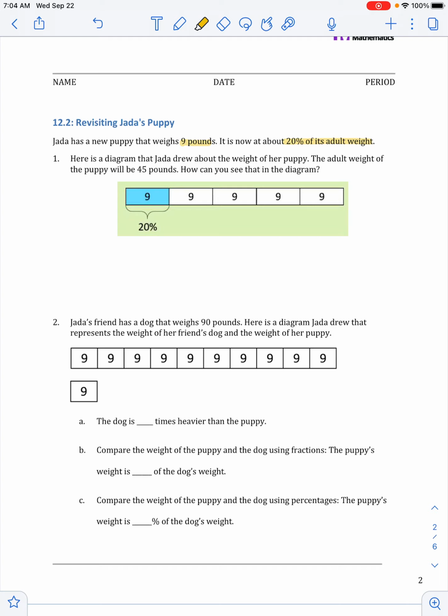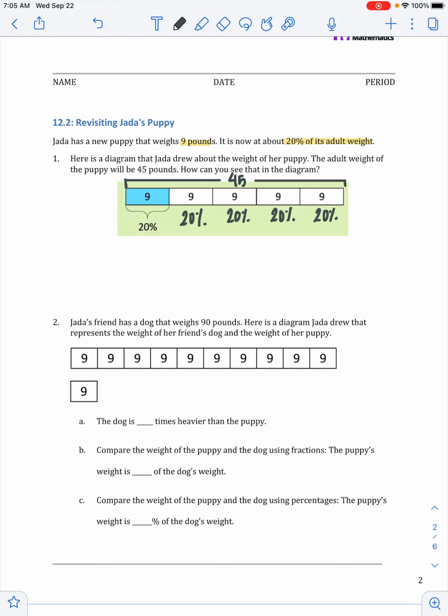And just like yesterday when we were working with the double number line, we know that if we have 5 groups of 20%, we end up at 100%. So we have 20%, 20%, 20%, 20%. And of course, if you add up all these nines together, you end up with 45, which is 100% of the puppy's weight, or another way to say that would be the adult weight of the puppy.